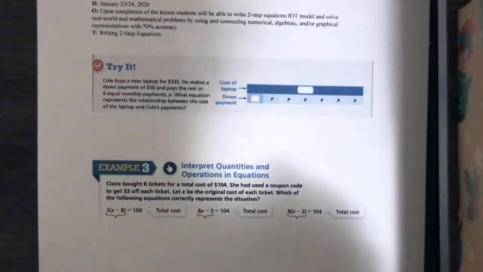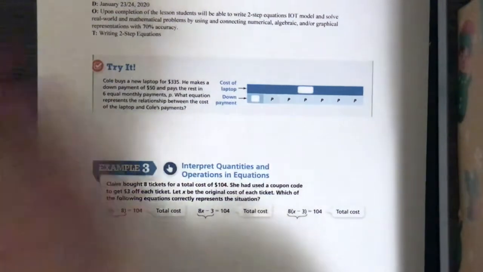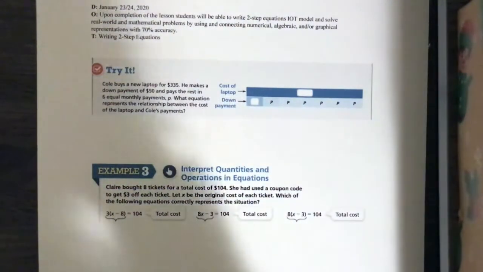So here's the situation, read it along with me. Cole buys a new laptop for $335. He makes a down payment of $50 and pays the rest in 6 equal monthly payments P. What equation represents the relationship between the cost of the laptop and Cole's payments? Alright, so this diagram is going to help us. That can help us set it up a little bit.